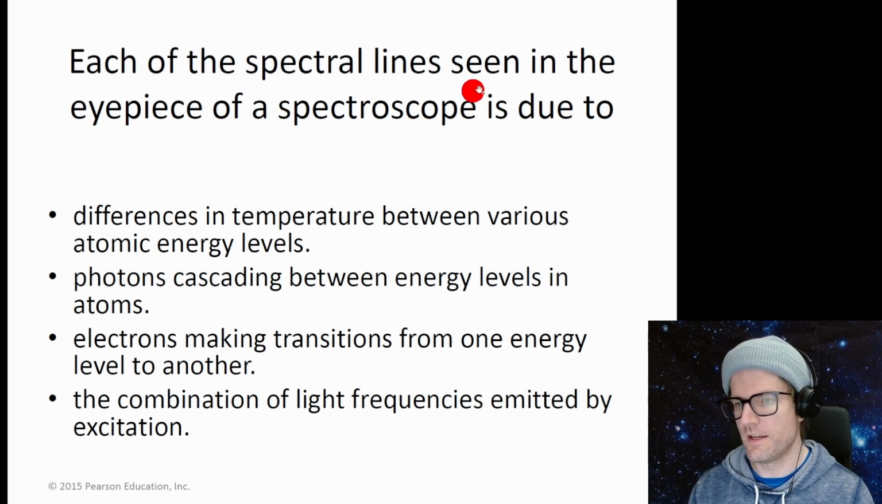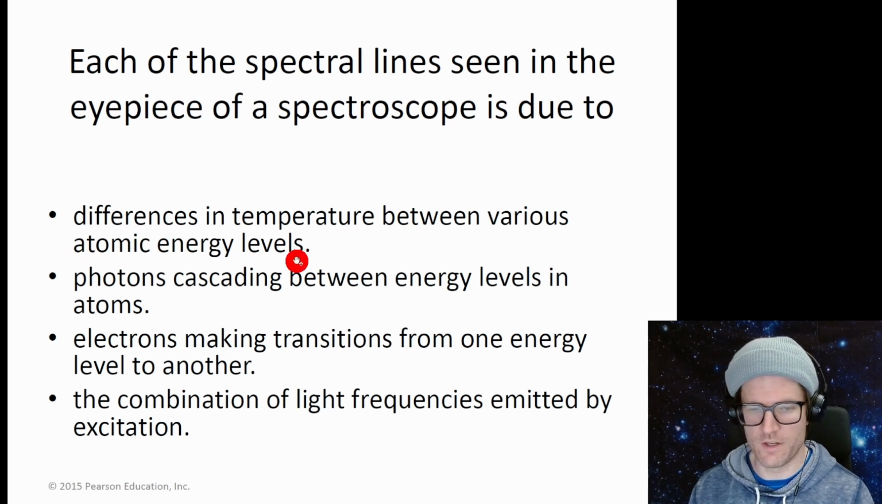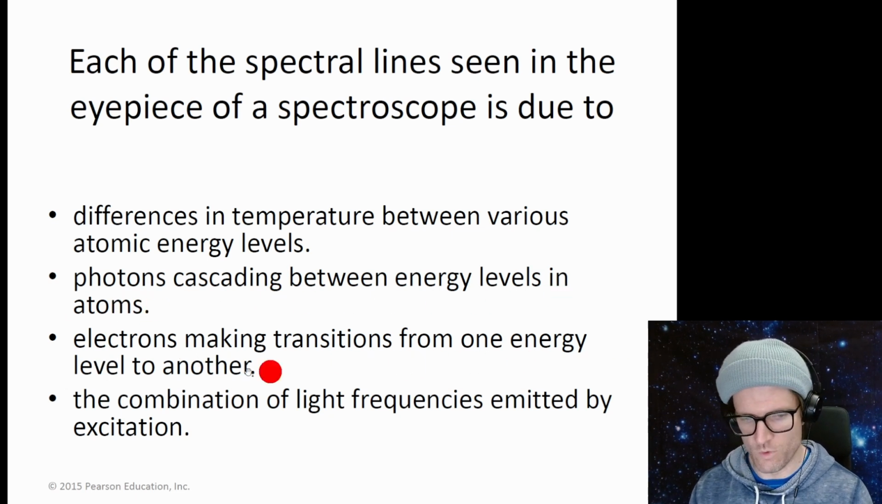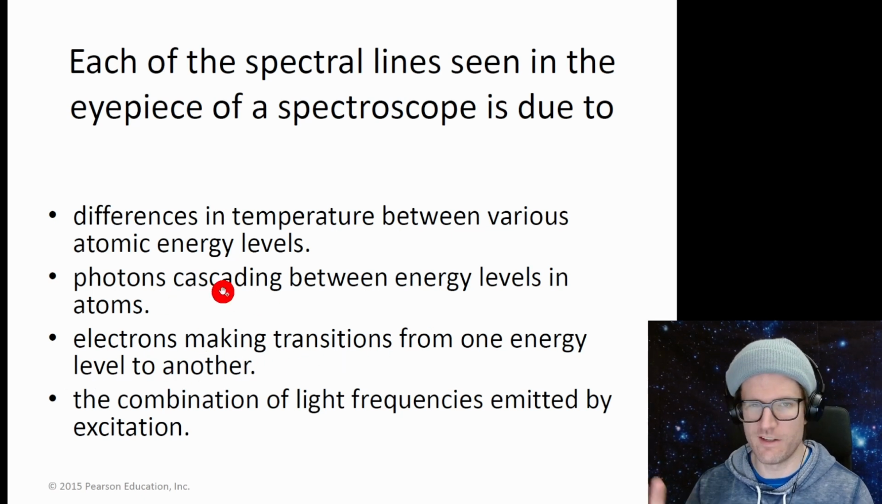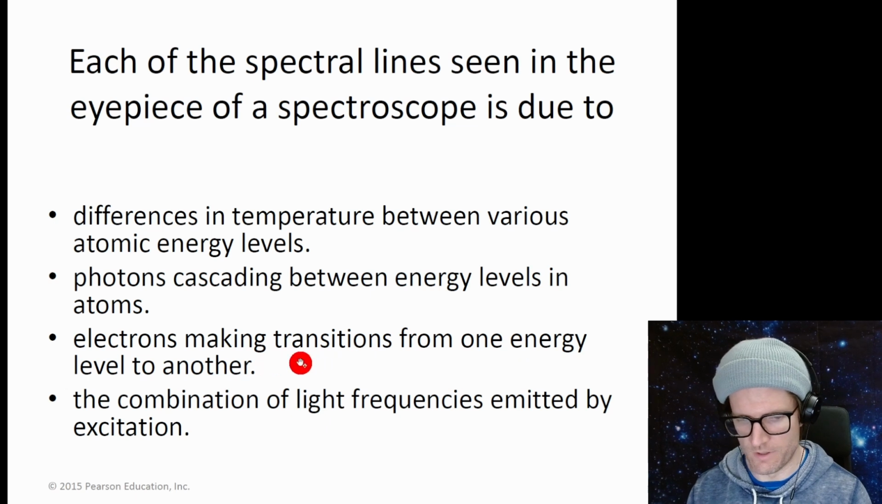Each of the spectral lines seen in the eyepiece of a spectroscope is due to differences in temperature between various atomic energy levels. I don't think temperature has anything to do with it. Photons cascading between energy levels in atoms. That sounds good. Electrons making transitions from one energy level to another. That sounds even better. Transitions, not cascading, not necessarily. Transitions is the better word.